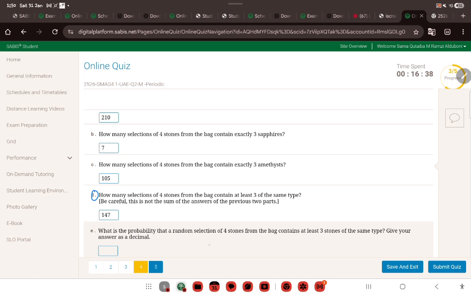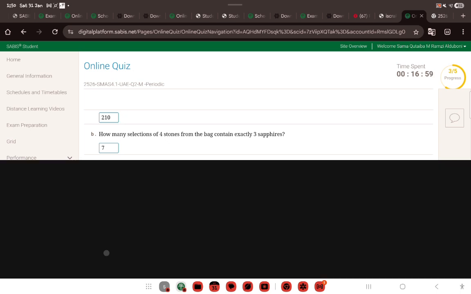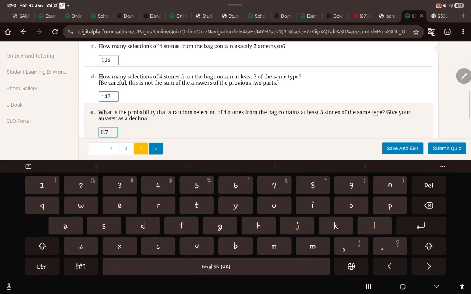So we do 147 divided by the total number of selections, which we found in part A, which is 210. So we put it on the calculator. We do 147 divided by 210. We get 0.7. It used to be wrong in the quiz, but now they solved the problem.